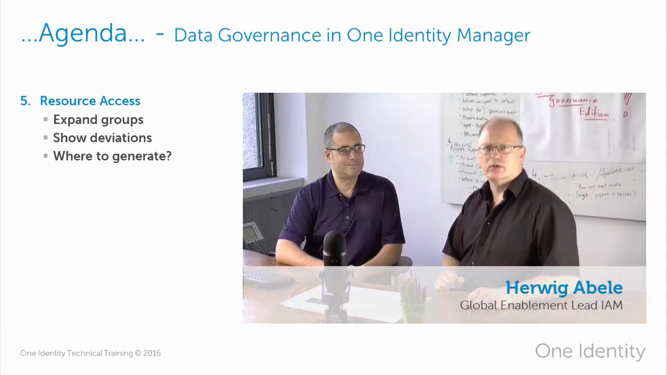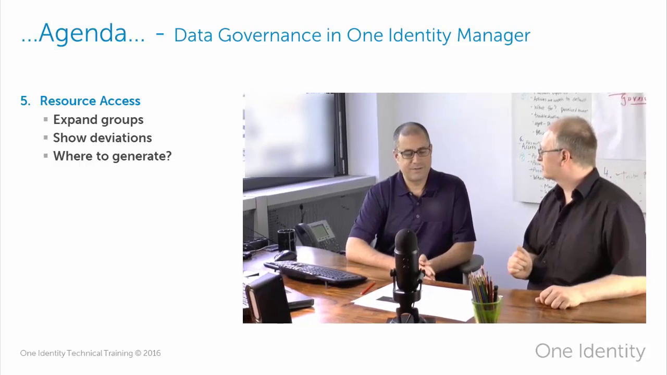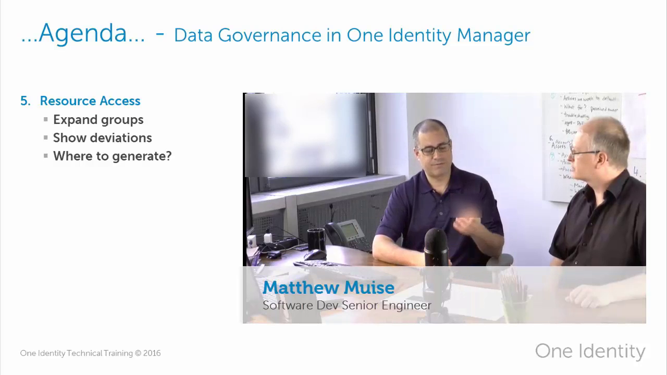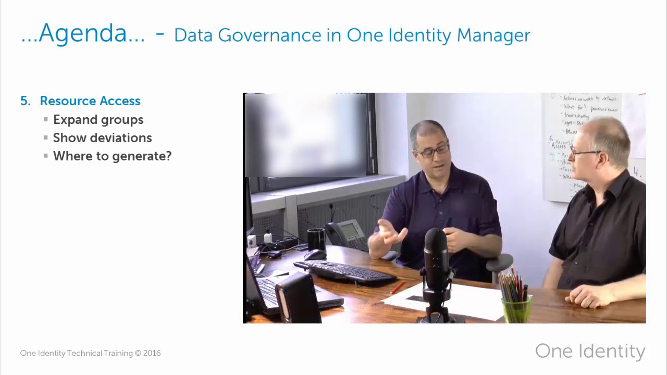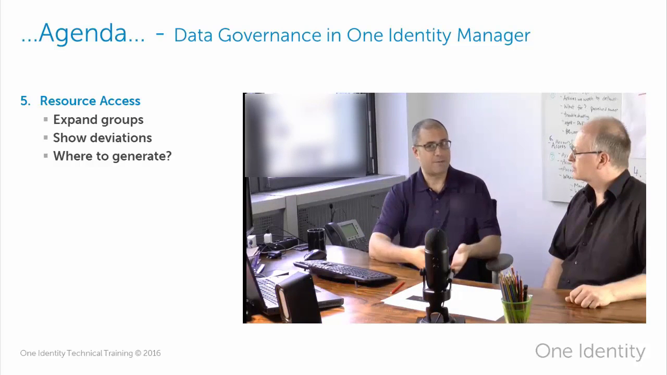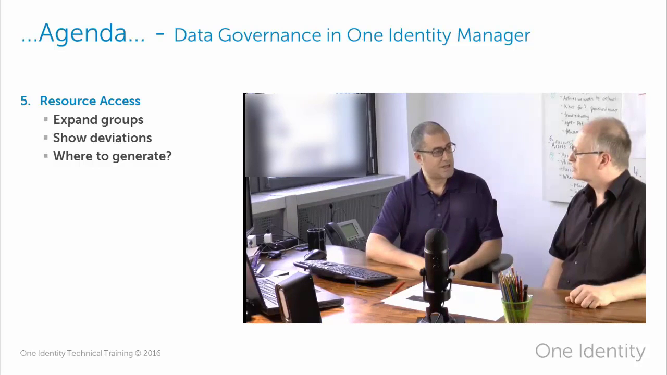Welcome to a new video around data governance in Identity Manager. In this video, we're going to talk specifically about resource access. We have two types of access reports, from the resource perspective and from the account perspective. We'll talk about resource in this video and the different options that you can do as part of that report, including expanding groups, showing deviations, and also where you can get the reports.